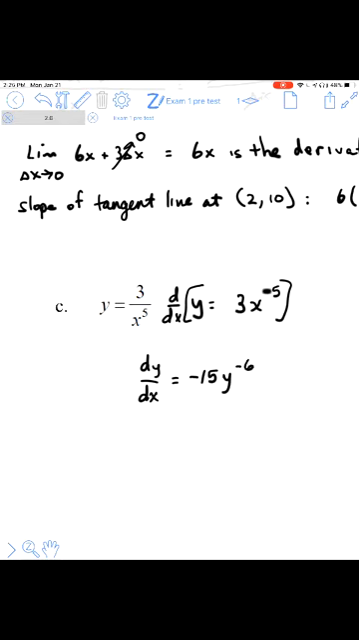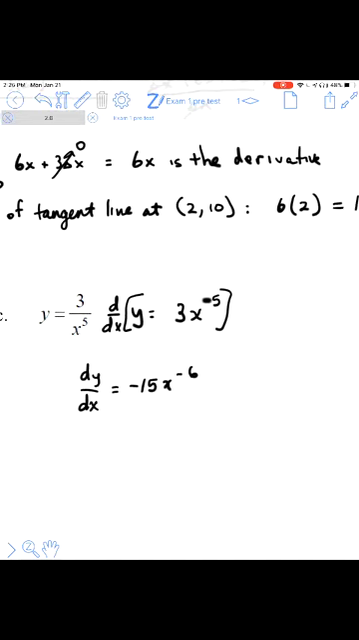Y, what am I talking about? X. Let's try that again. X to negative 6. Okay. And again, if you wanted to be the most precise, you would move that expression down to the denominator to give it a positive exponent.